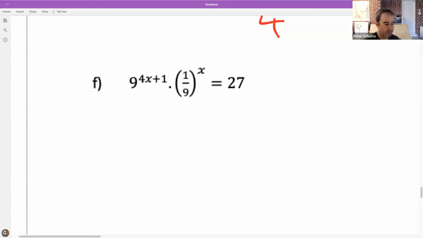Yeah, Kathy, go ahead. I think we're going to say 9 to the power of 4x plus 1, multiplied by 1 over 3 to the power of minus 2. I mean 3 to the power of 2. Then we put brackets again, then we say to the power of x equals 3 to the power of 3. Okay, I want to grab something. The most important thing you've said is that you're using the power of 3.